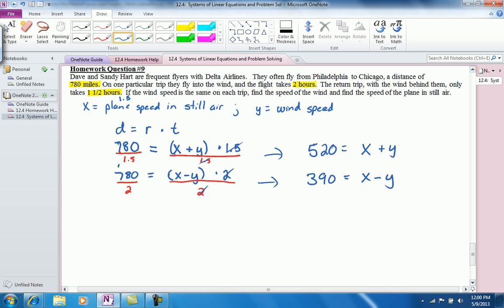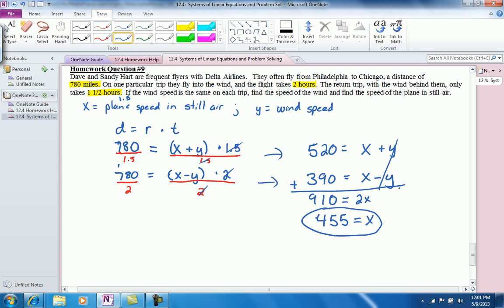Looking at my two new equations, I notice they set up for the addition method and that Y will immediately eliminate. So let's go ahead and add these two. 520 plus 390 is 910. X plus X is 2X. Positive Y plus negative Y eliminates. Dividing both sides by 2, 910 divided by 2 is 455. So my x is 455.